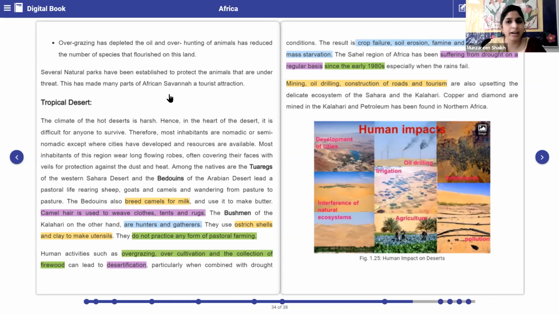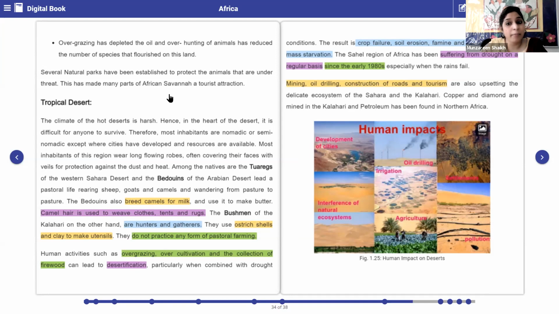drilling over there, it is definitely affecting the ecosystem, which we are not aware of. The plants, animals, and birds who are living there are mostly affected by that. So this is happening especially in the Sahara and the Kalahari.